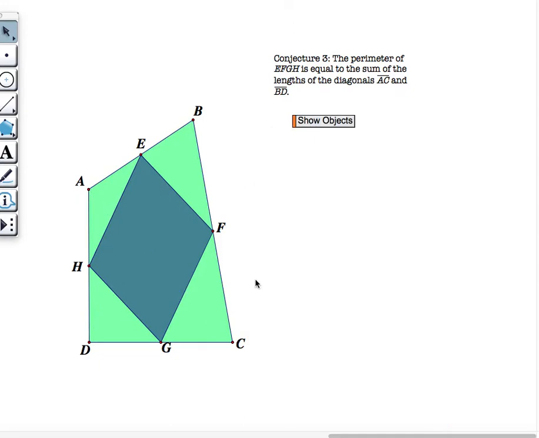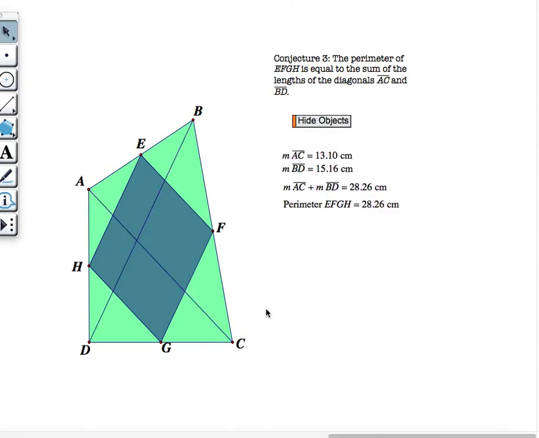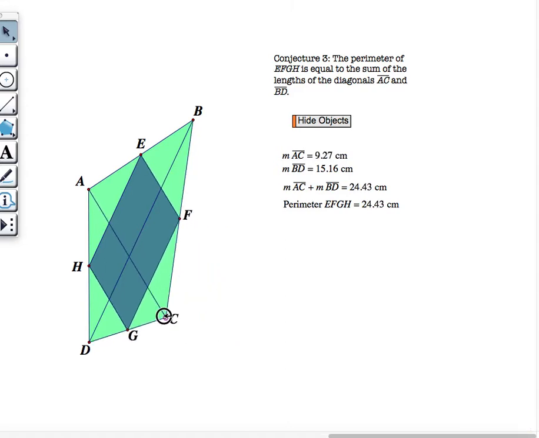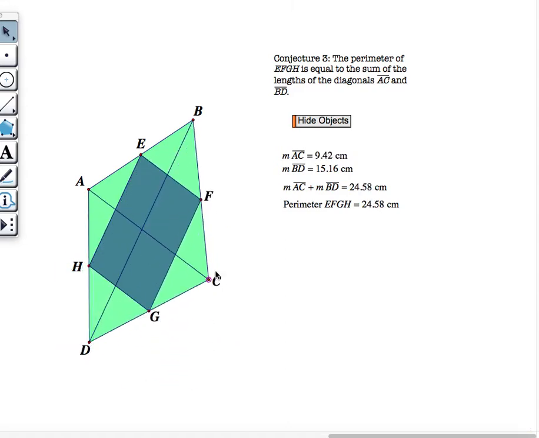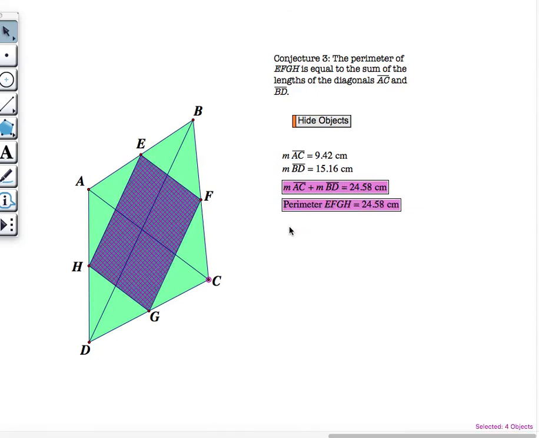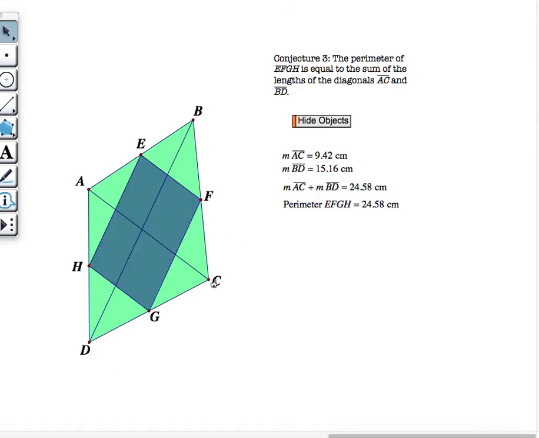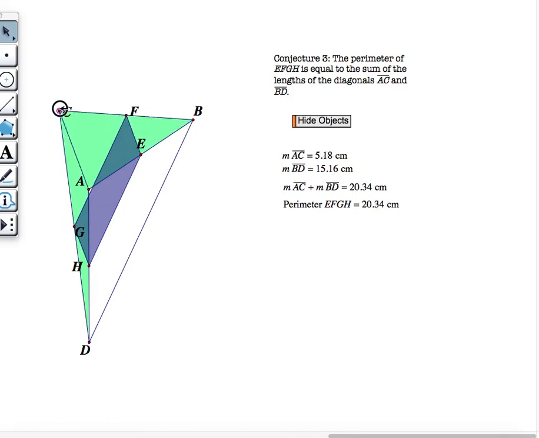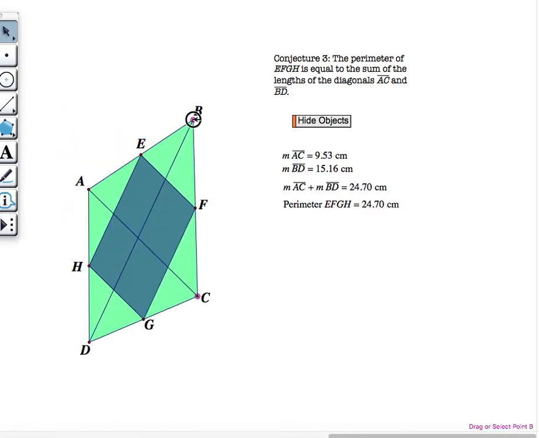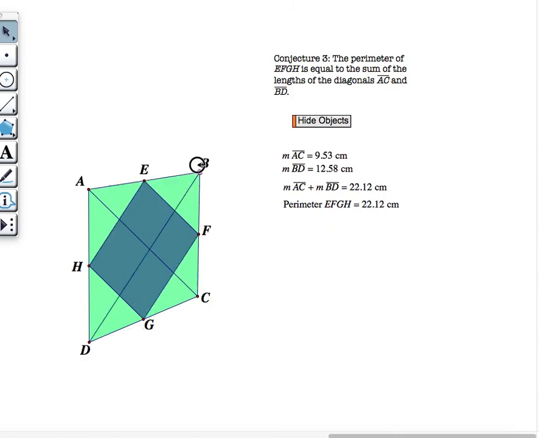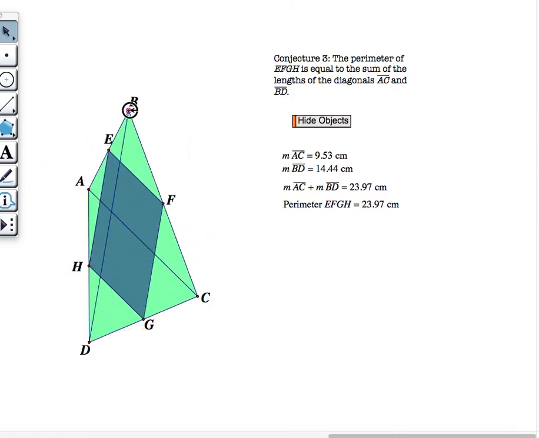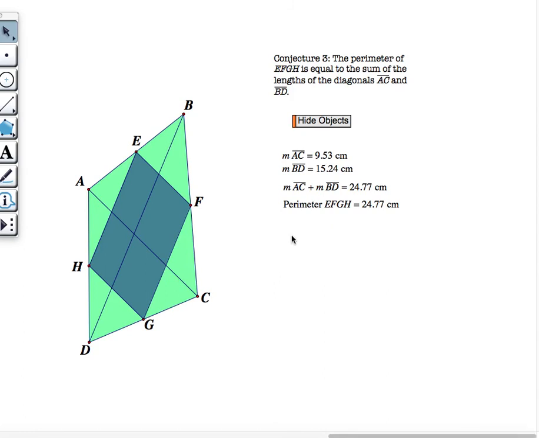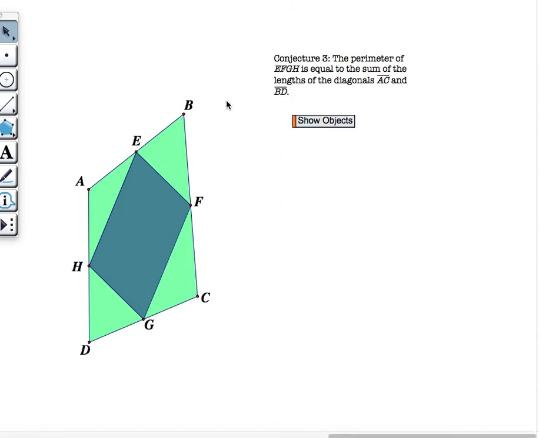And once again, with these measurements added in, you see that the sum of the lengths of the diagonals here matches with the perimeter of the midpoint quad. Even when it's dragged around into unusual quadrilateral shapes. So those are my conjectures for the midpoint quadrilateral.